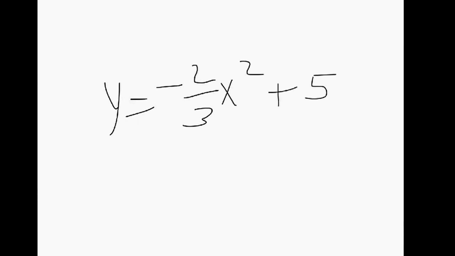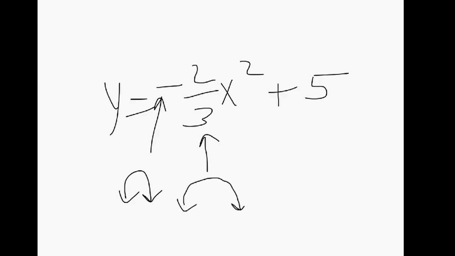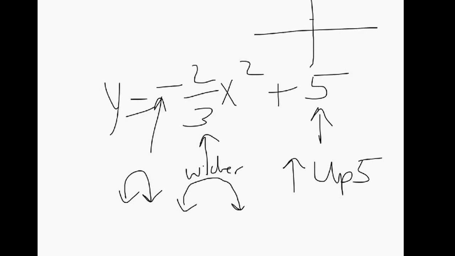Okay? If you give me something like this, y equals negative 2/3 x squared plus 5, this negative tells me that it's going to be frowny, upside down, because it's negative. This tells me that it's going to be wider than normal. And this tells me that it's going to shift up 5 units. So on a graph, it might look something like this. It's going to go up 5 units, 1, 2, 3, 4, 5. It's going to be going downhill or downward, and it's going to be really wide like that.